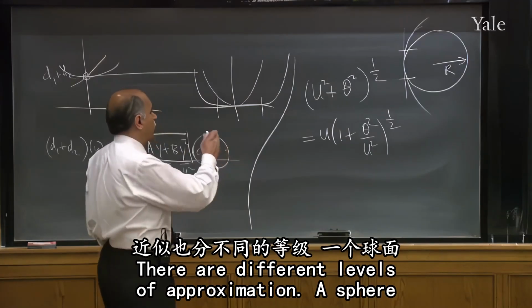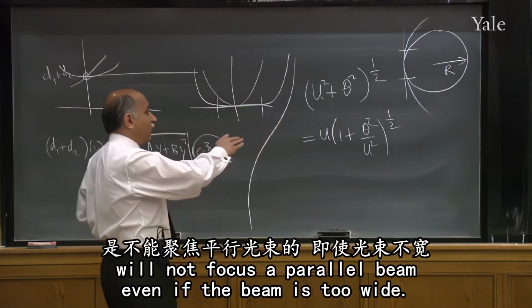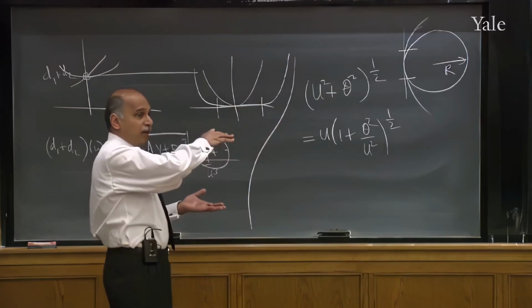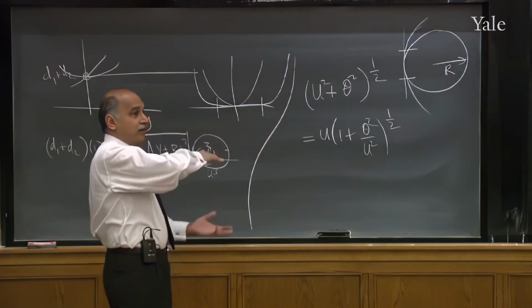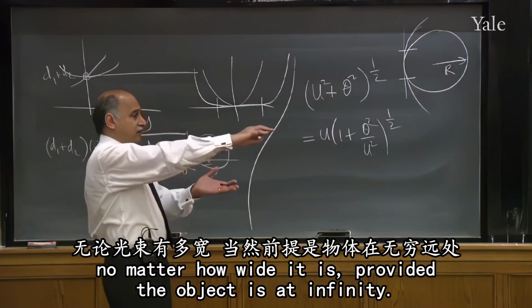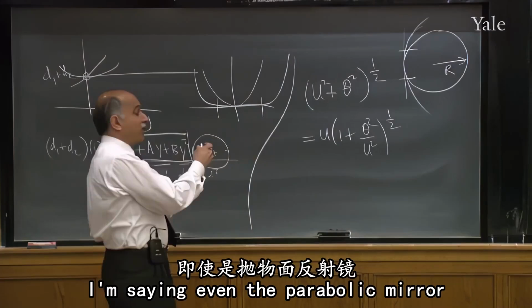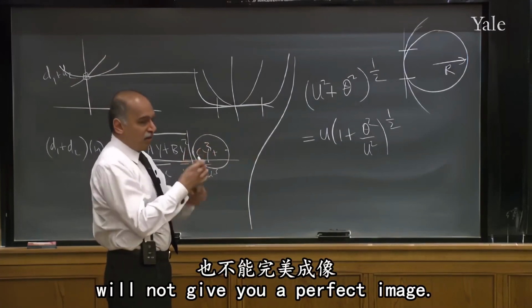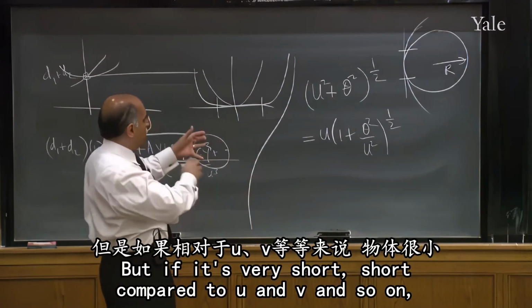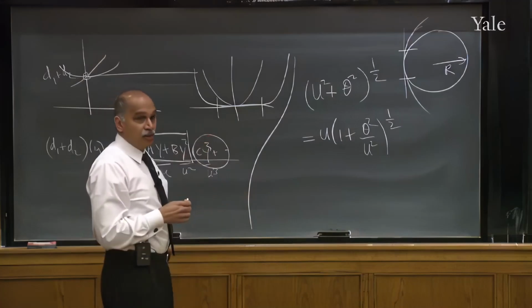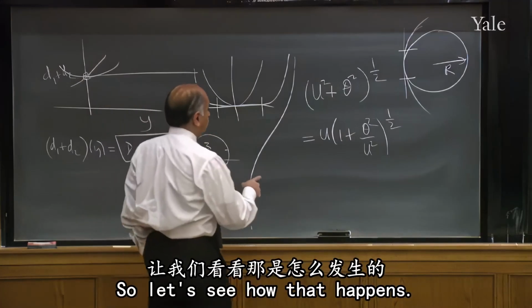A sphere will not focus a parallel beam if the beam is too wide. A parabola will focus the parallel beam no matter how wide it is, provided the object is at infinity. If the object comes to a finite distance, even the parabolic mirror will not give you a perfect image. But if it's very short compared to u and v and so on, it'll do a good job. So let's see how that happens.